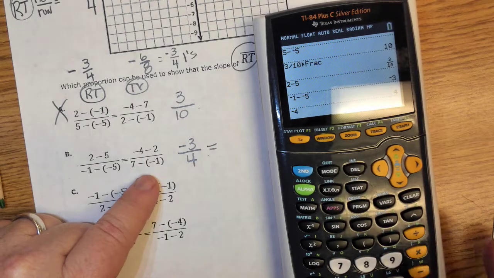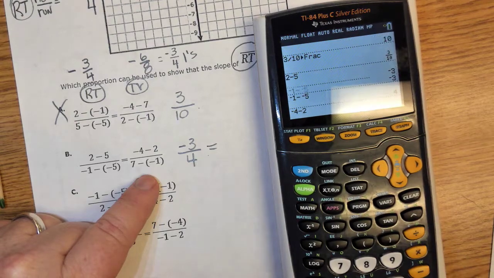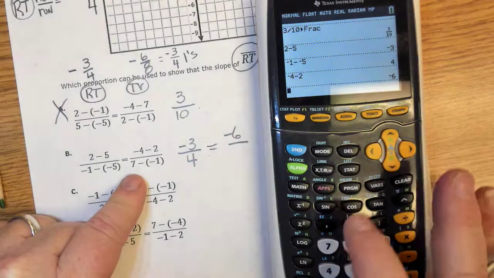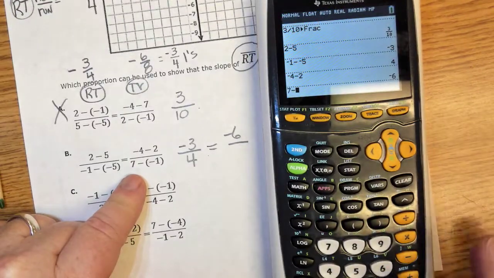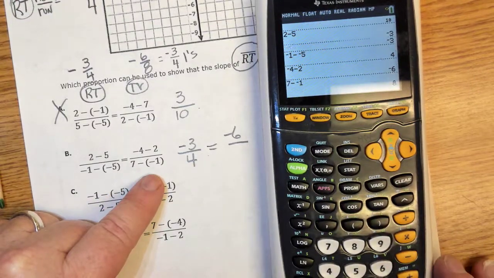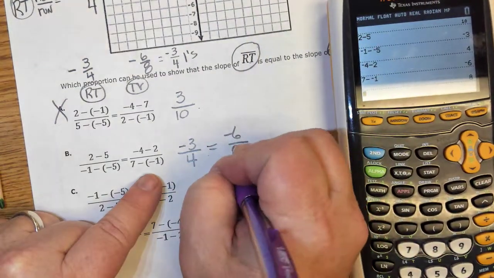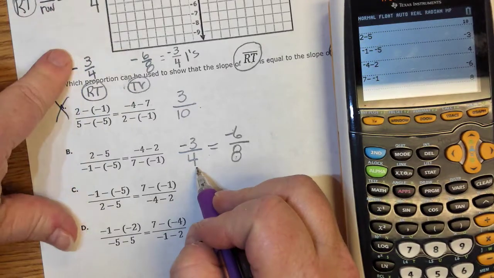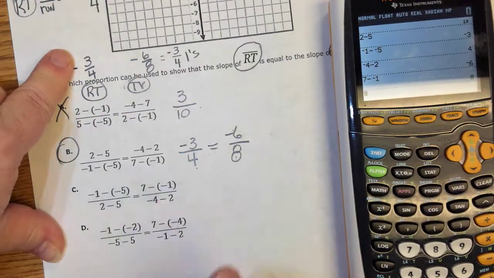Negative 4 subtract 2, and I get negative 6. Ooh, this is looking good. And 7 subtract negative 1, and I get 8. So this matches this. This matches this. Therefore, B is my answer.